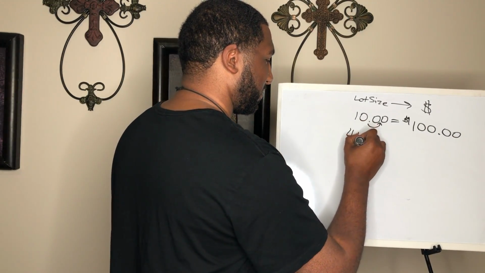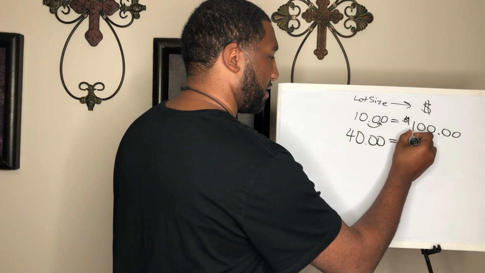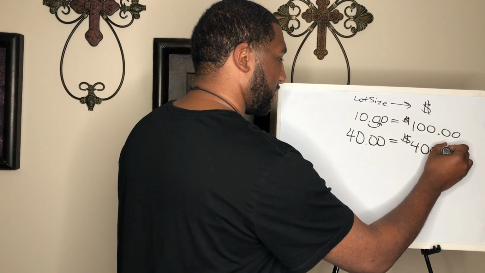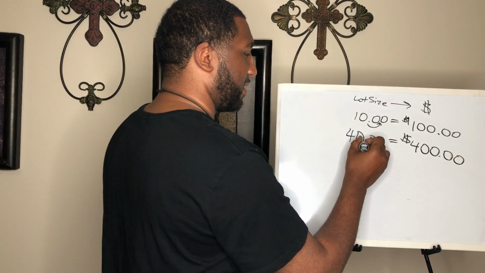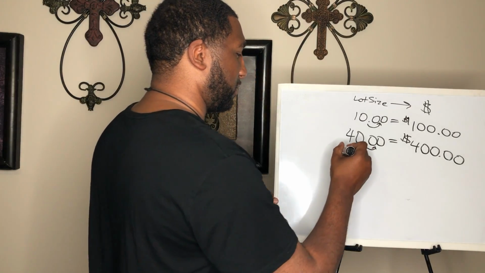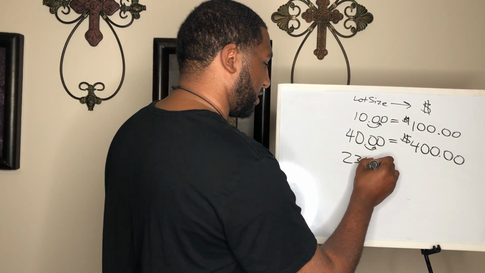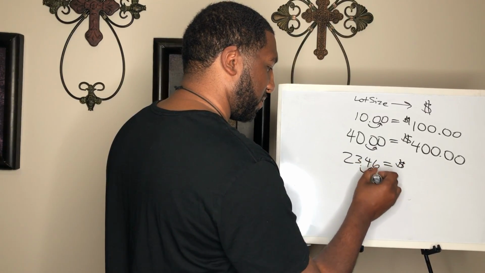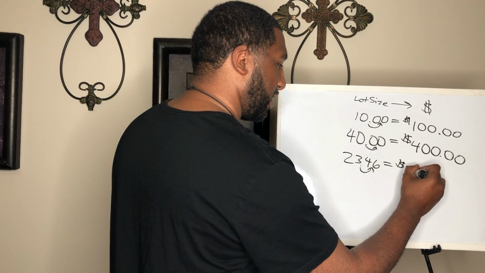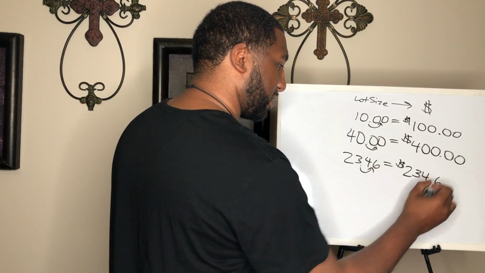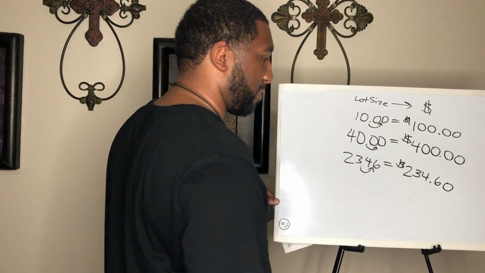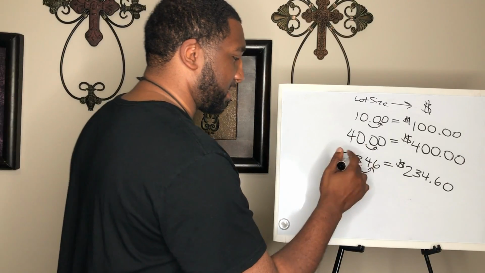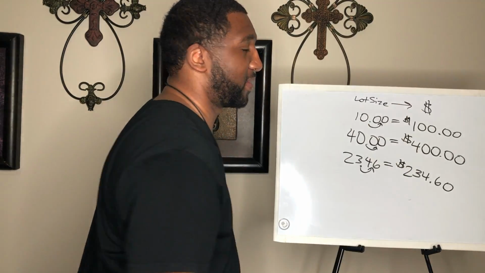So what would this be? Right? This would be 400.0. Add a 0 on the back of that. That would be $400 per pip. So what would this be? 23.46. What would that be? Same principle. Move the decimal point 1 time to the right. 234.6. Add the 0 on the back. $234.60 per pip. So literally, this is how you convert your lot sizes into money, right?